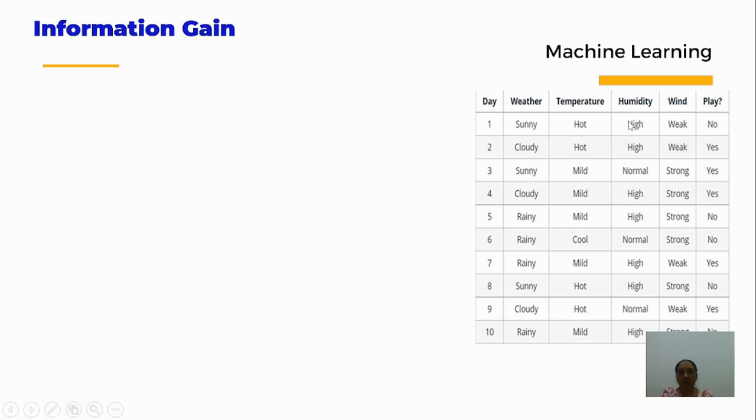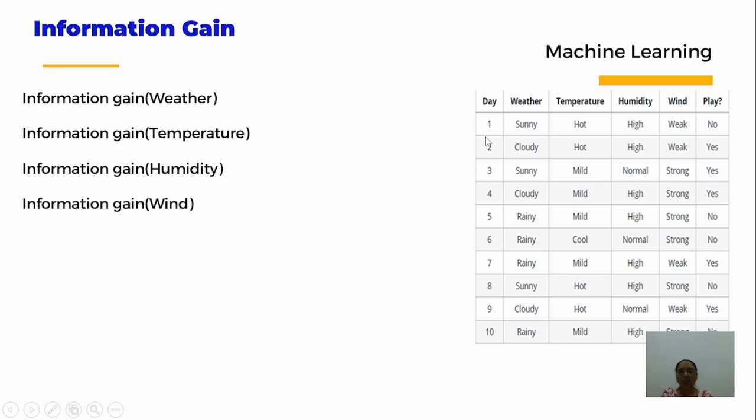To answer this question, we need to calculate the information gain of all the attributes. That is the information gain of weather, information gain of temperature, information gain of humidity, and so on. Once you calculate the information gain of every attribute, we can decide which attribute has the maximum information, and depending on that, we can select the attribute as a root node for the splitting purpose.